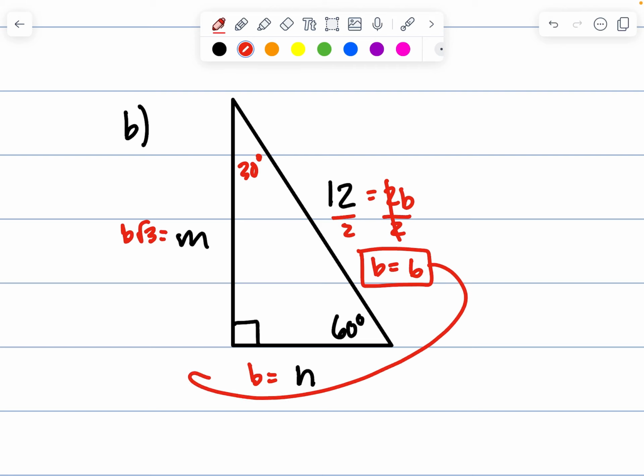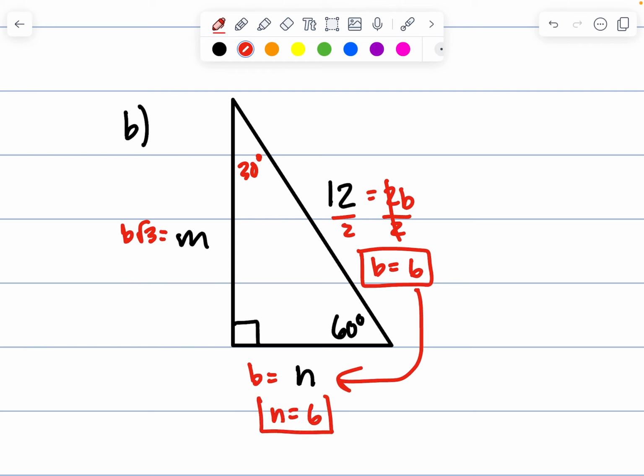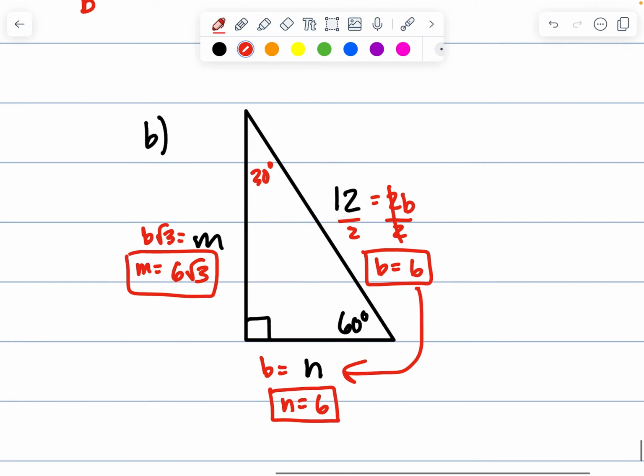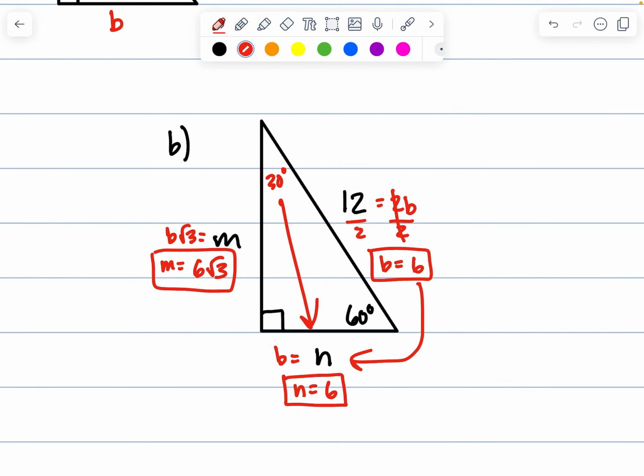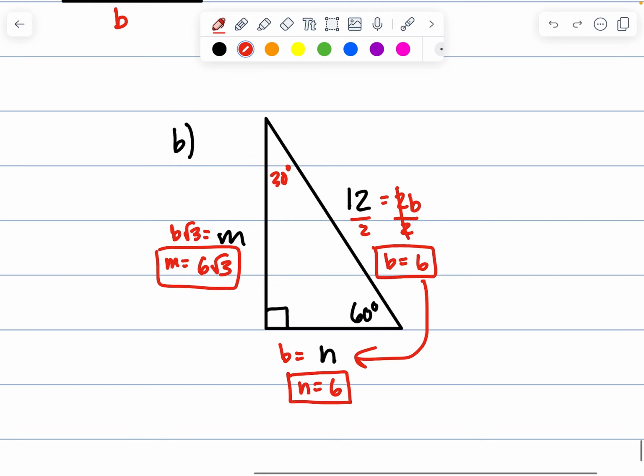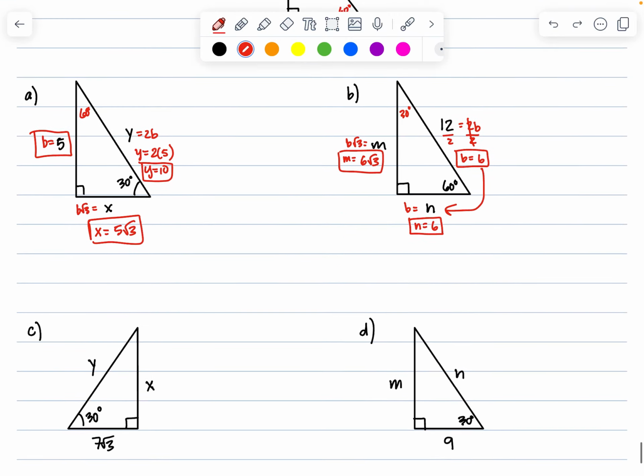That's a nice part because now we have this piece. N would be equal to 6 based off of that information. And then this, the M side, will be equal to 6 root 3. So once you have B, it actually becomes very, very simple to start solving once you have the value across the 30-degree side.